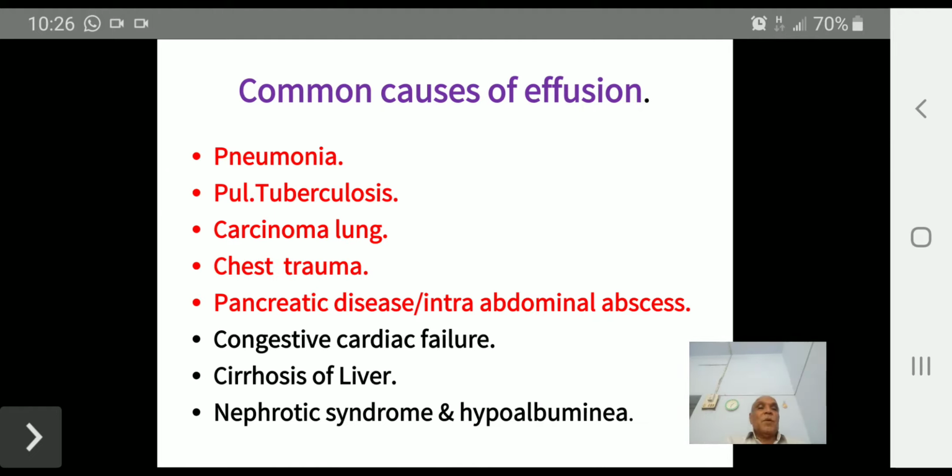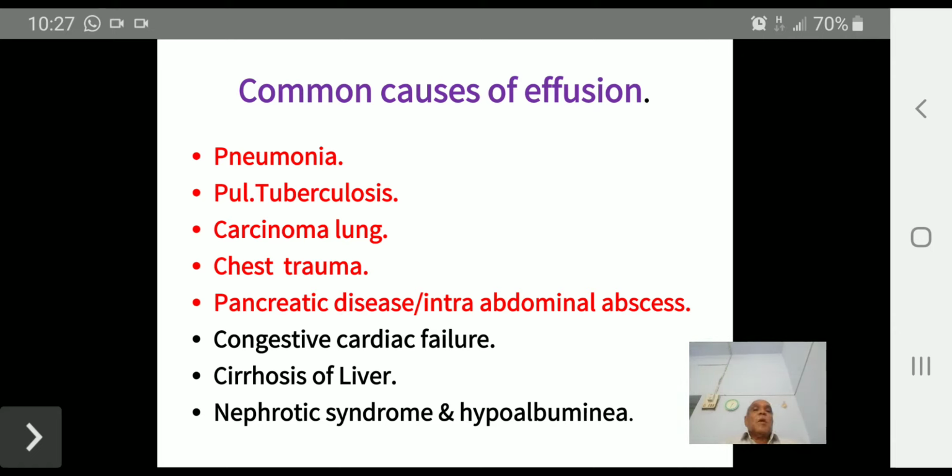Now the common causes of the effusion. One is bacterial pneumonia. Second is tuberculosis in the developing country. Third is carcinoma of the lung. Next is chest trauma. And from the GI tract, a common cause is pancreatic disease or intra-abdominal abscess. When the effusion is on the left side, we will think about pancreatic disease, and when the effusion is on the right side, we will think of liver abscess.